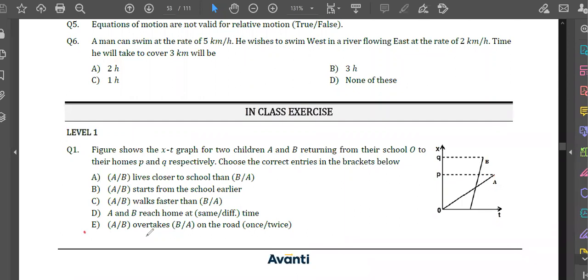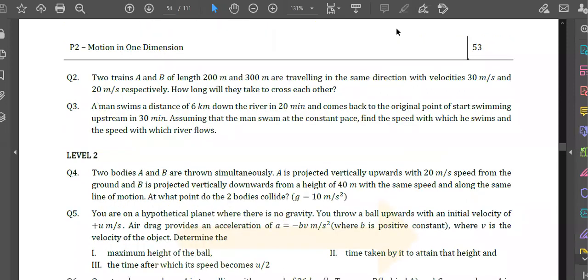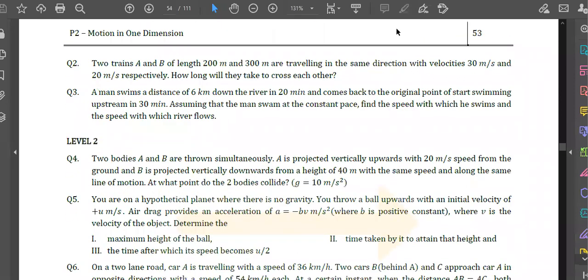Now E. Who overtakes whom, and how many times? B overtakes A. Once or twice? Once. Very good. So B overtakes A once. So I guess it's easy. You got the idea? So let's solve some more numerical problems.